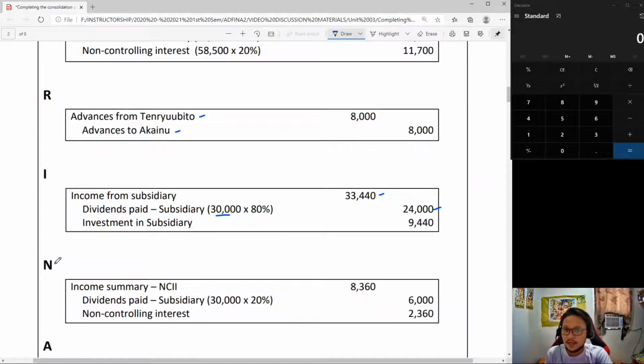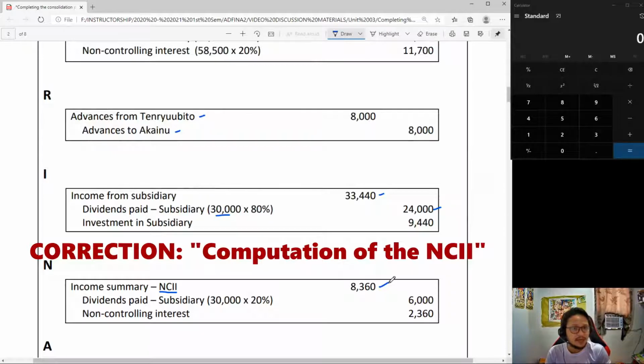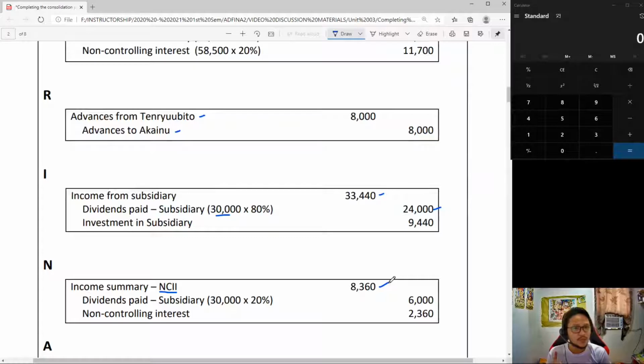That is N, and it stands for non-controlling interest in net income, NCII. So NCII, if you computed it properly, you will have arrived at an amount equal to 8,360. I would suggest that you still follow the computation of the NCI together with the consolidated net income, the 3-column computation of consolidated net income. Automatic makukuha mo dun yung NCII and then the profit attributable to parent, together, of course, with the consolidated net income.